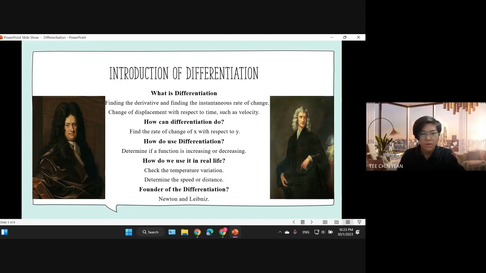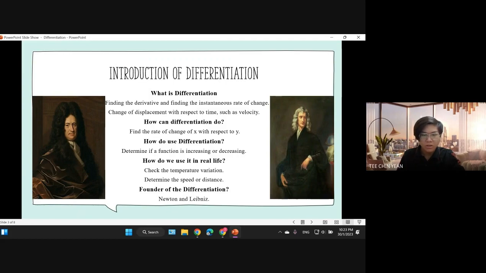So, what can differentiation do? Differentiation allows us to find the rate of change. For example, it allows us to find the rate of change of velocity with respect to time. It also allows us to find the rate of change of y with respect to x, which on a graph of y against x is the gradient of the curve.